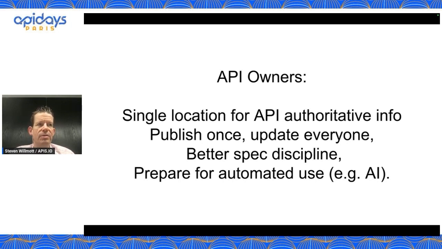And you can start to set the rules for how easy it is to use your API on an automated basis. Hopefully, ultimately we'll get to the point where someone can sign up for and use your API without a human ever having to do that. But that's probably a little bit further down the road. So for API owners, really the point here is publish it once and update everyone at the same time.